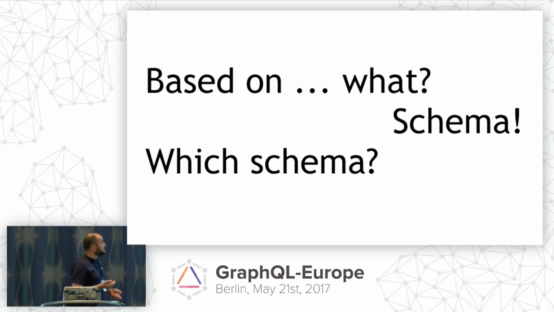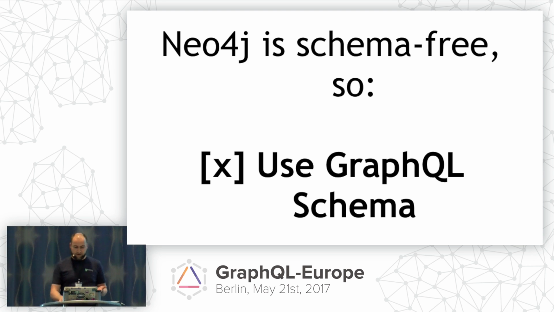The problem we ran into pretty early on is, what do we base this whole query processing on? Because schema, which schema? Neo4j is schema-free, so there's no schema. You can put any data in whatever shape you want into the database. So what do we do? Of course, the whole schema-first paradigm was really helpful and handy here. So we just used GraphQL schemas. You as an application developer or development team would put your schema into the database, and then we would use that to process and run your queries.